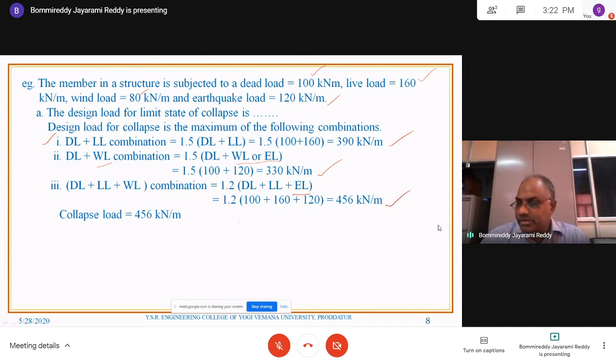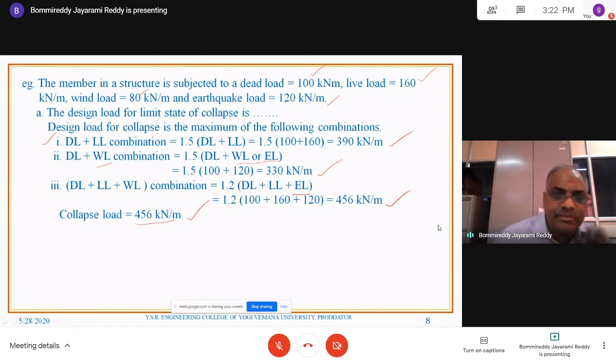So these values are simply based on 1.5 and 1.2. If you are able to remember what is the 1.5 factor and what is 1.2, then you can find out these three combinations. What is the collapse load now? Collapse load is the greater of these three. So 390, 330, 456. So collapse load will be 456 and this will be the answer.